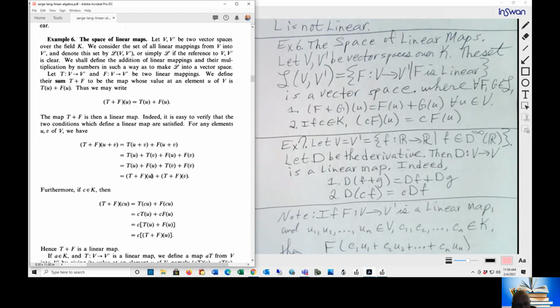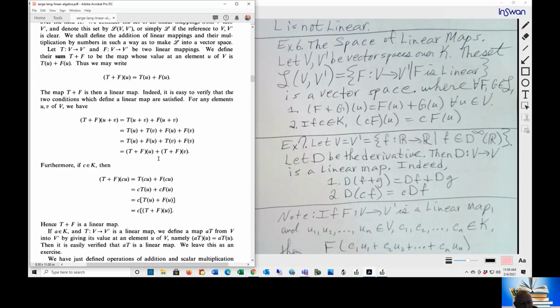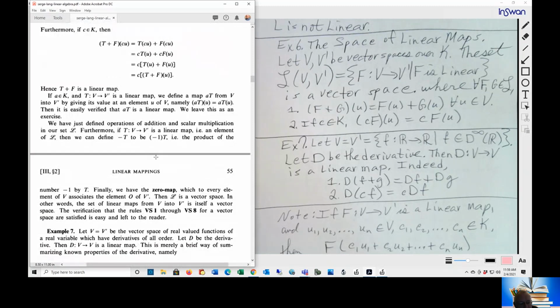Now, you'll notice in the textbook that there's a long explanation that these definitions are indeed linear and form linear mappings. So I'll let you read the details of that in the textbook. It's very easy to follow. I just didn't feel like writing it all down.